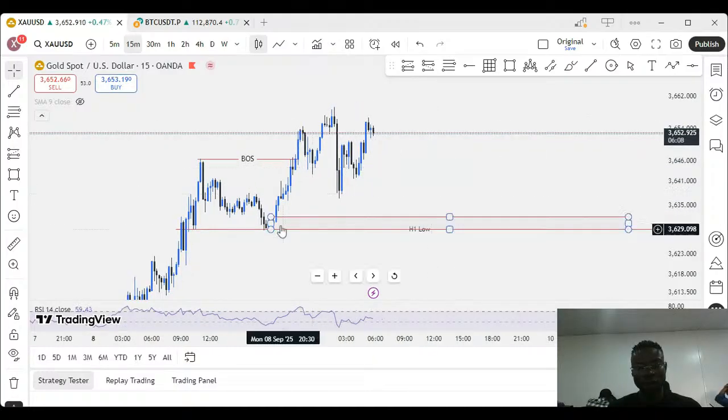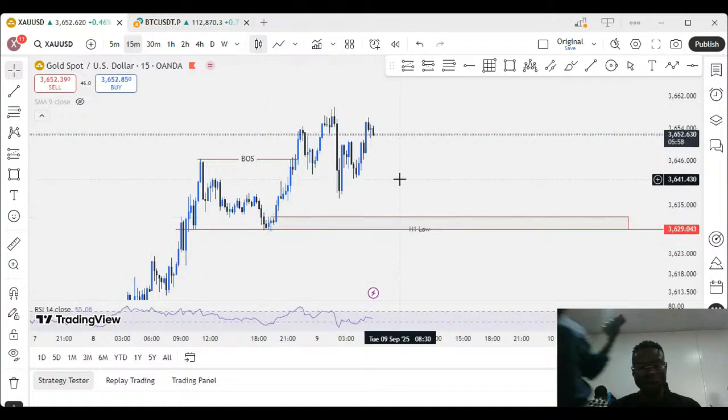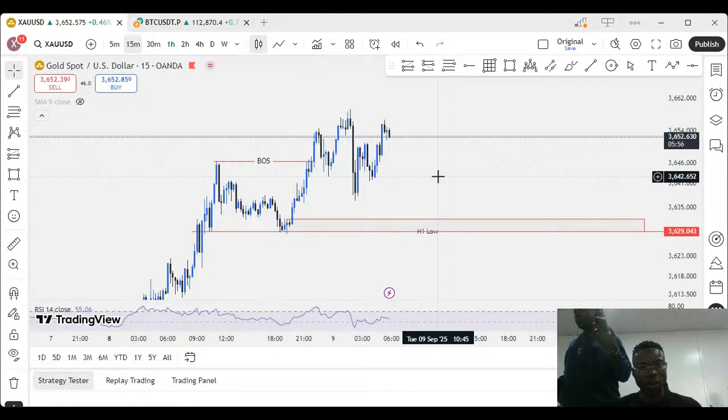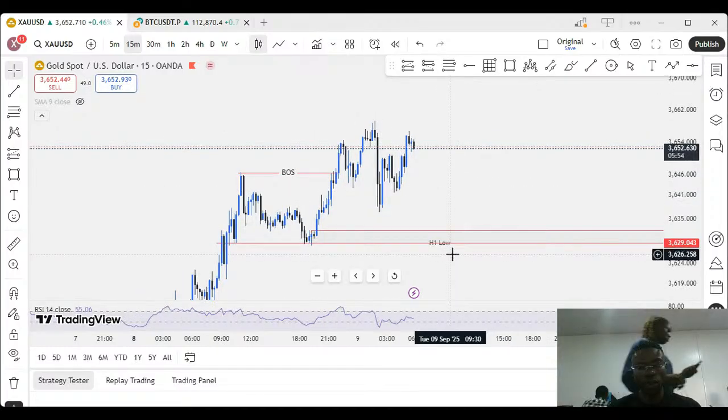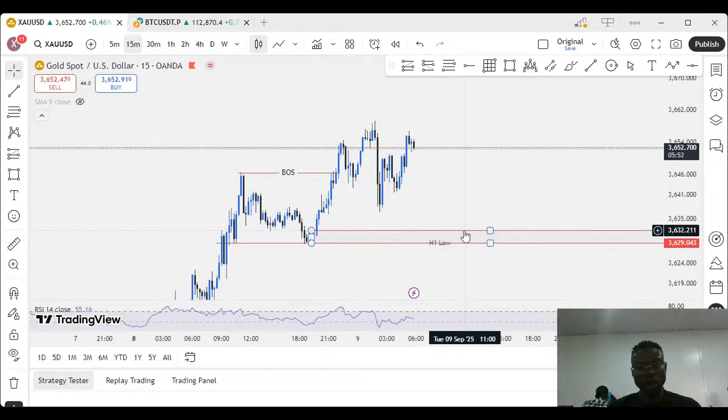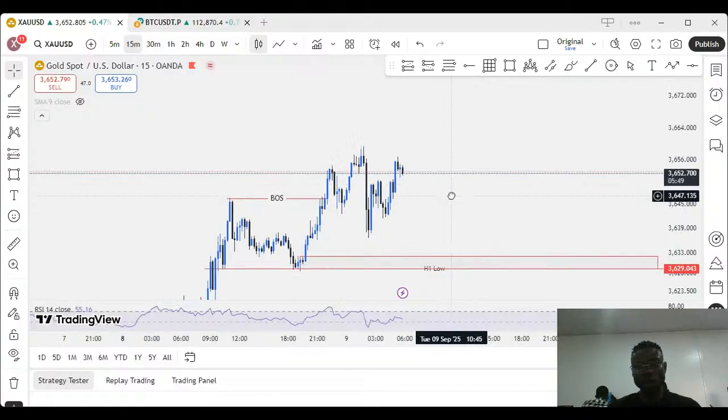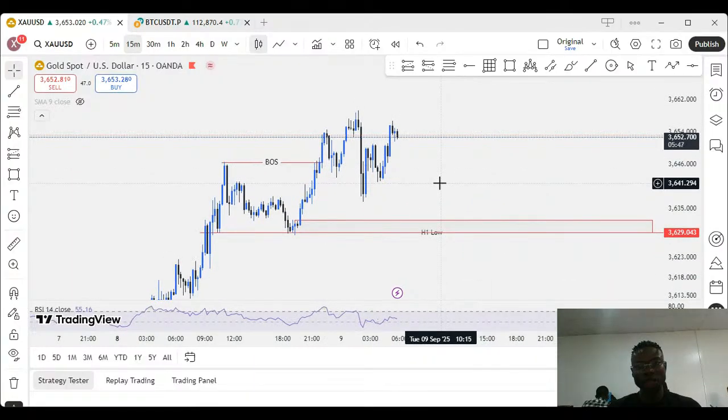So if this place is taken out by body, not by wick, because when it is a wick, definitely it comes here to clear the liquidity that is resting here. But if you break it by body, definitely that's a valid break of structure. So the analysis I have for gold here is, when the market reaches here, we should enter a buy. And when we buy, where are we targeting?